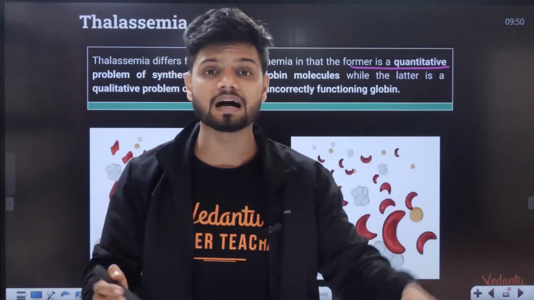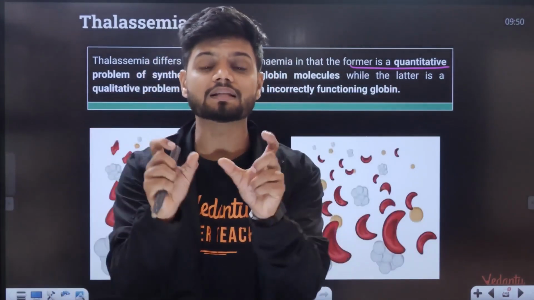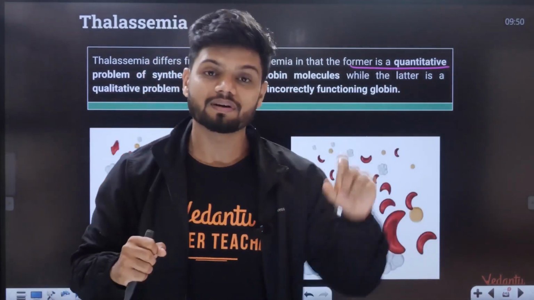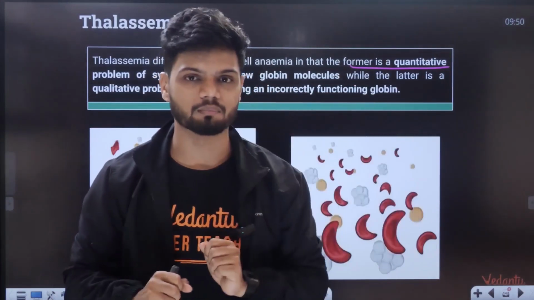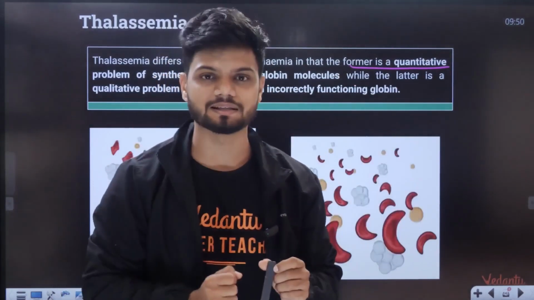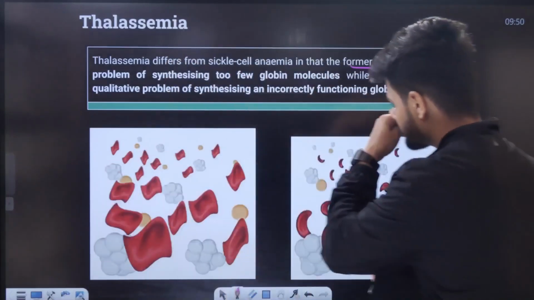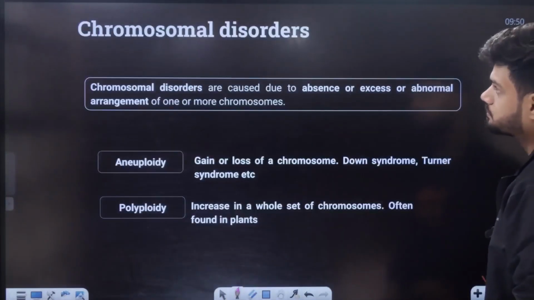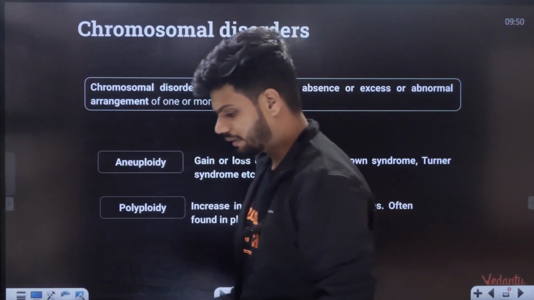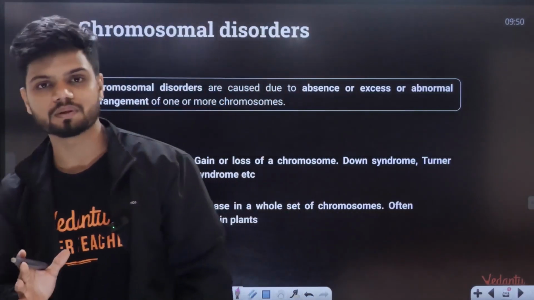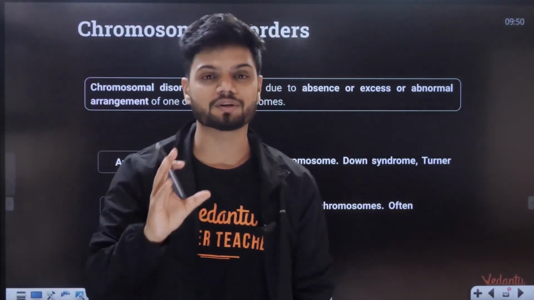Alpha chain is not being produced, beta chain is not being produced, that is a quantity problem. While sickle cell anemia was a quality problem. One small base pair change happened, that was a quality problem. This is a quantity problem. Okay, quantity and quality. Now that is the end of all the different examples of Mendelian disorders.